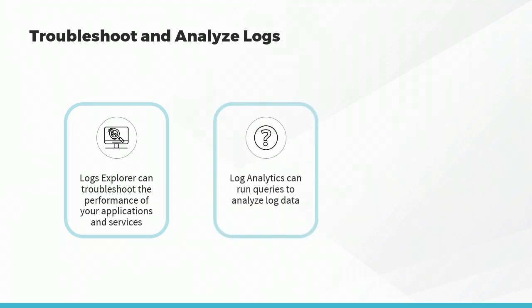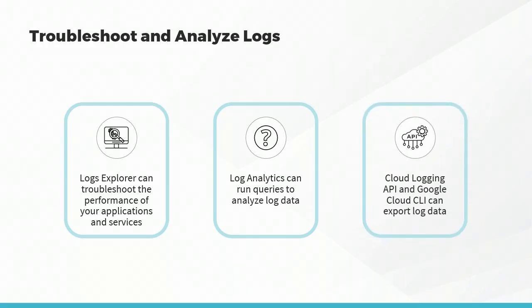There's Log Analytics that can run queries to analyze our log data, so I can create some metrics. If I'm trying to troubleshoot a problem and want to know the average latency for an HTTP request to a specific URL over the last 3 months, I can do that by querying that information. There's also the Cloud Logging API and Google Cloud CLI that can export our log data for us, and that's always going to be available. So I can export this information to another service, or put it in a database, or even attach it to a BigQuery table, for example. Then I can use BigQuery and Google SQL to query that data in a table that I specify.